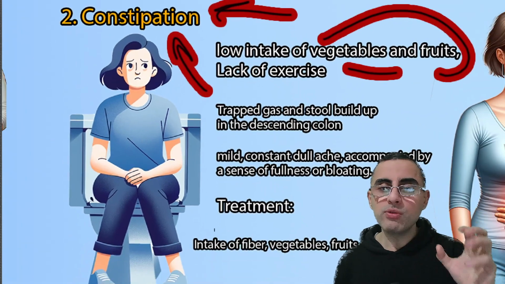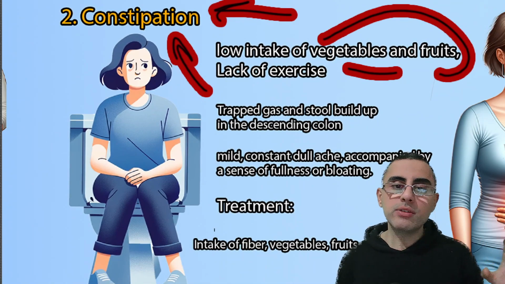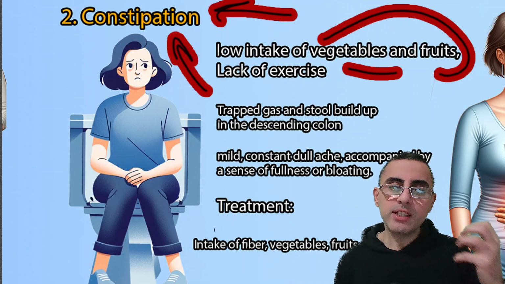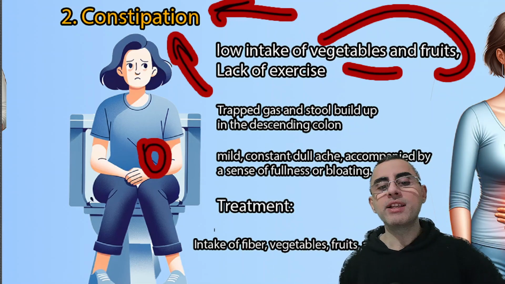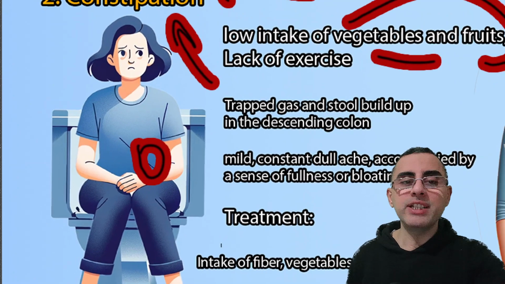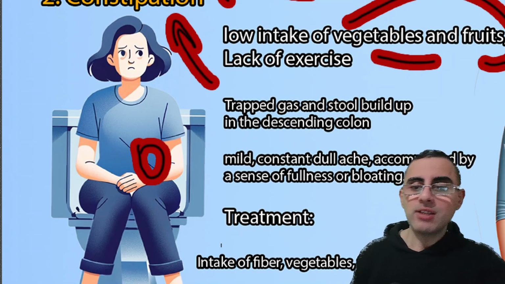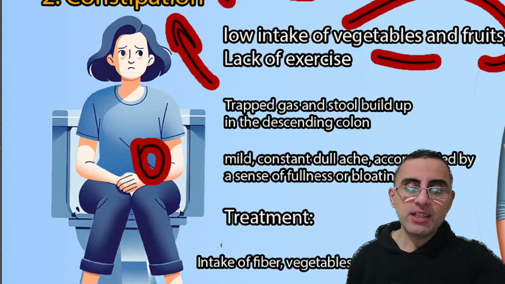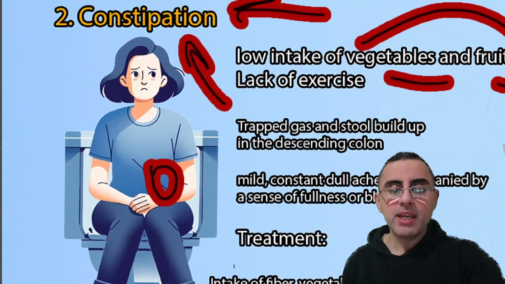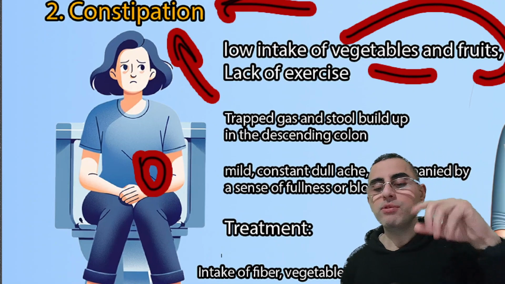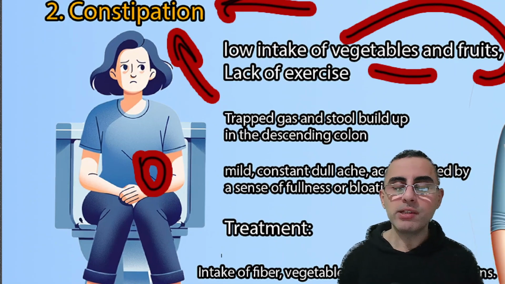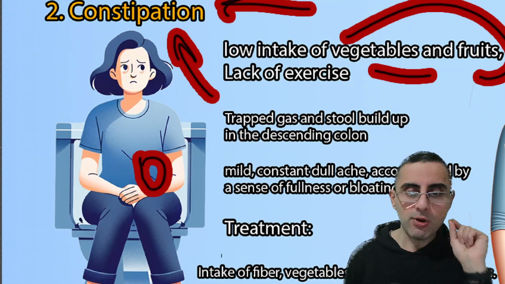Gas and stool are trapped in the colon, and it hardens also, and it builds up in the descending colon, and the person experiences left abdominal pain. This pain usually is a mild, constant, dull ache, accompanied by a sense of fullness and bloating. And what is the treatment? Treatment is intake of fiber, vegetables, fruits, and whole grains, and regular exercise is very important.